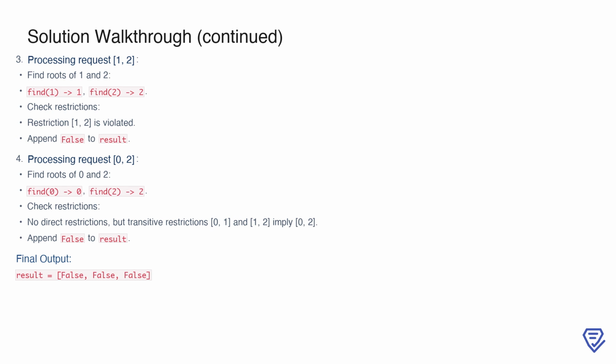Next, we process the request [1,2]. The roots of 1 and 2 are distinct, 1 and 2. However, the restriction [1,2] explicitly forbids these nodes from being connected. Therefore, we append false to the result list without performing a union. Finally, we handle the request [0,2]. The roots of 0 and 2 are distinct, 0 and 2. While there is no direct restriction between these nodes, the transitive restrictions [0,1] and [1,2] imply that 0 and 2 cannot be connected either. Thus, we append false to the result list. The final output for this example is false, false, false.